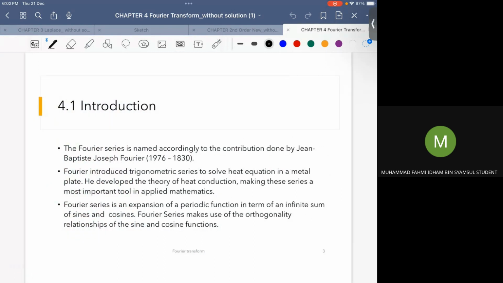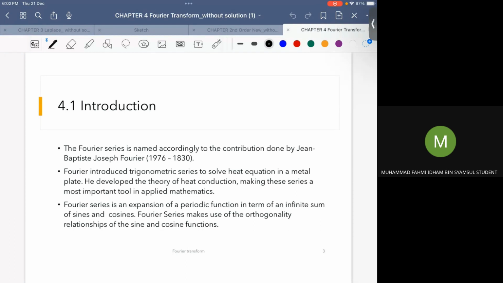Alright, so let's introduce to you what is a Fourier function, Fourier series. So this series is named accordingly to the contribution done by John Baptist Joseph Fourier, 1776 to 1830. The year on the slide is wrong; he was born in 1776 and then died later. Okay, so what is a Fourier transform?